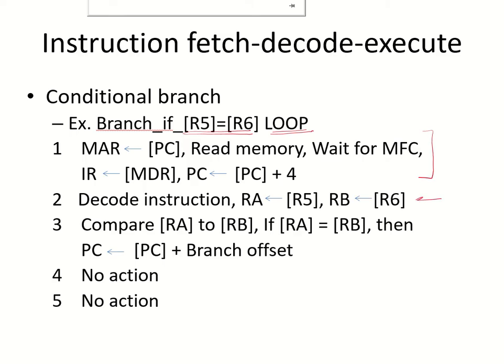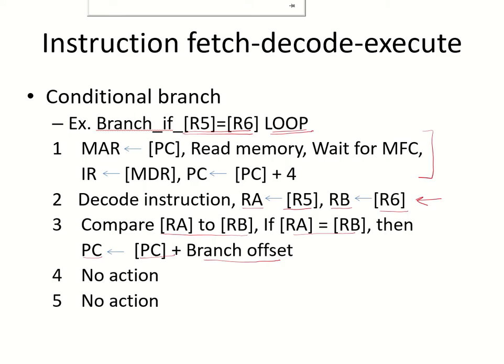In the decode instruction stage, that is stage 2, the instruction is being decoded, and the source operands R5 and R6 are being brought into the interstage registers RA and RB. In the third stage, RA and RB will be compared using a comparator, and if they are equal, then the branch offset will be added to the program counter contents and sent to the program counter. In stage 4 and stage 5, no action will be required.